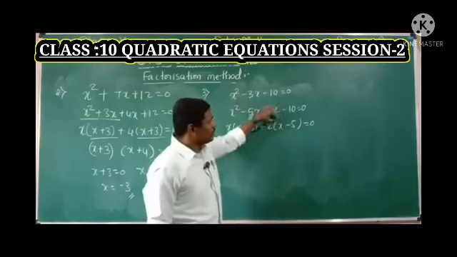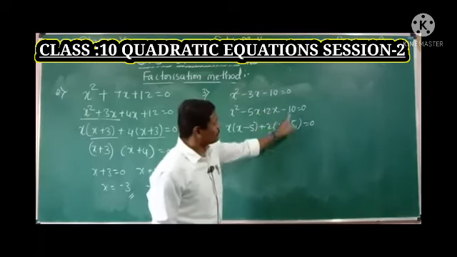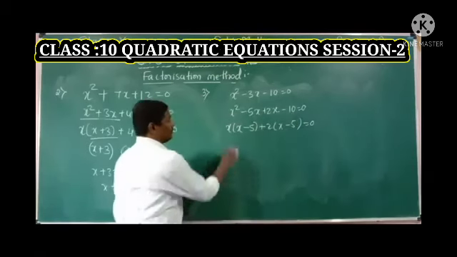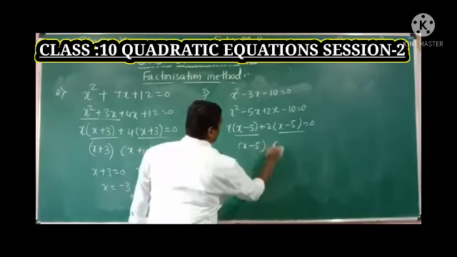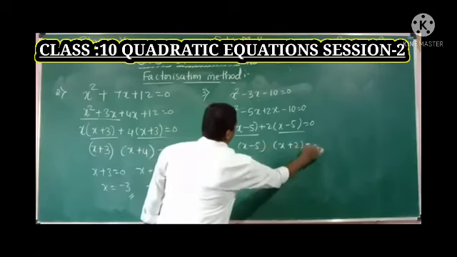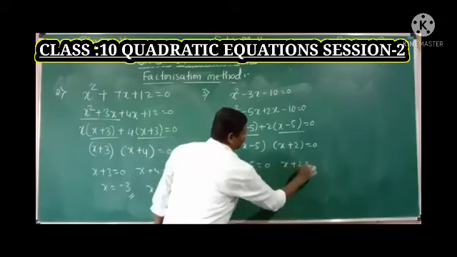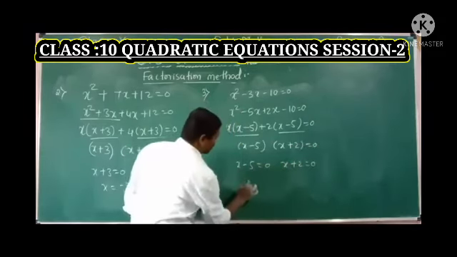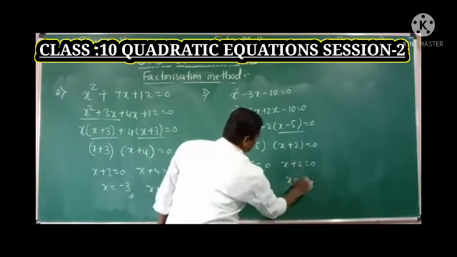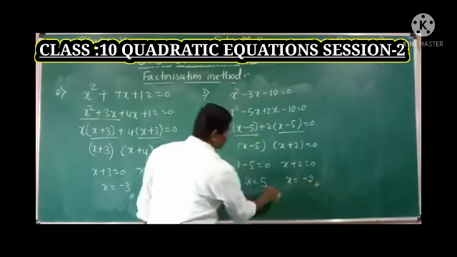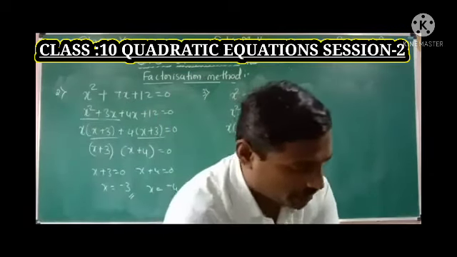Just check whether the simplification is correct or not. 2 into x, 2x, 2 into minus 5, minus 10. Okay. Again, the two common terms are x minus 5 and x plus 2, which is equal to 0. x minus 5 is equal to 0, x plus 2 is equal to 0. Now x is equal to minus 5 becomes plus 5, plus 2 becomes minus 2. So these two are the required roots of the quadratic equation.